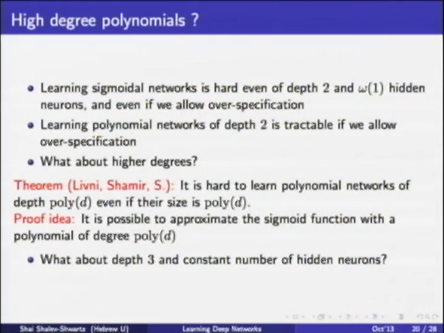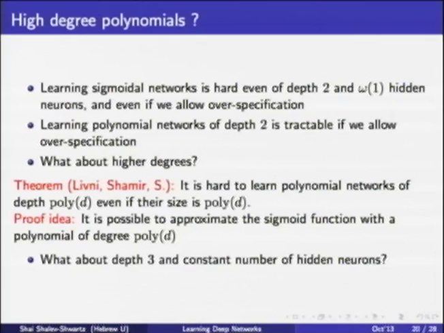Okay. What about high degree polynomials? What about depth 3? So it's still open. I don't know to say much. I can tell you in a theorem that if you want very, very deep networks, like of a depth polynomial in D, then this would be hard. But for constant or log D, it's still open.